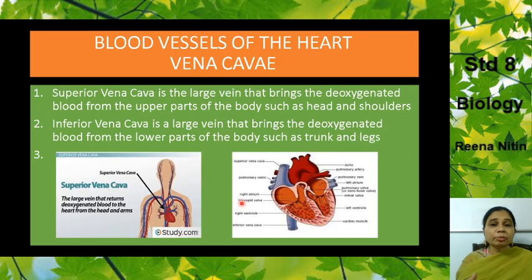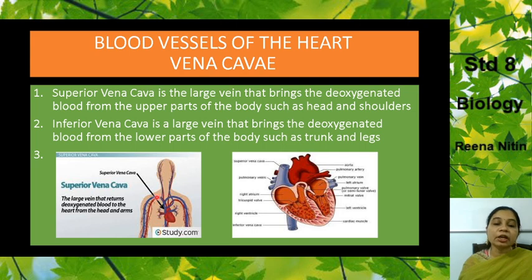Now we move on to the blood vessels that are present in the heart. They are namely the vena cava. There's a plural for vena cava. There are two of them, so we call them the vena cavae. Now, what are these two vena cavae? Well, they are the superior vena cava and the inferior vena cava.